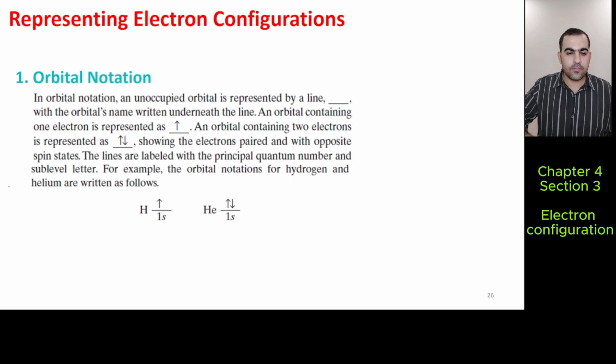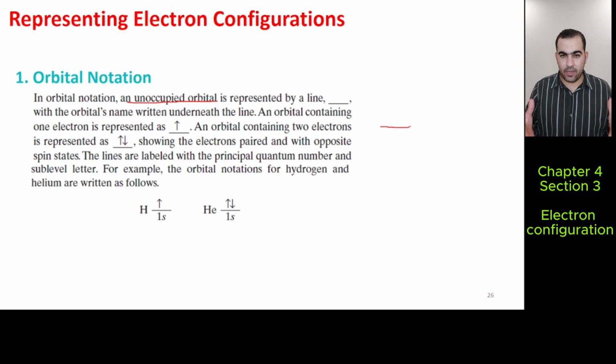In orbital notation, an occupied orbital is represented by a line. This line represents an orbital that is not occupied, meaning it's empty. The orbital's name is written underneath the line. The lowest energy orbital is named 1s: s in the first energy level, with the number being n, and then the type of orbital.